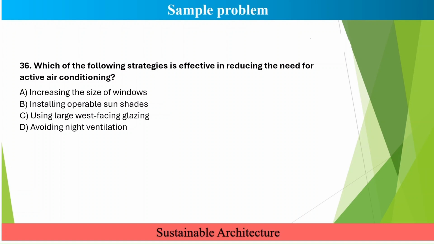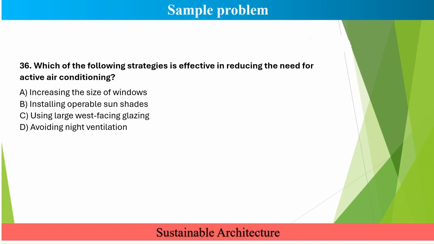You can also say that this will be the most suitable strategy for reducing the need for active air conditioning. If it is operable sunshades, then this can help you reduce the need for active air conditioning by minimizing the direct sunlight or heat gain, improving the thermal comfort and reducing the cooling load of your building envelope. So based on your requirement, whether you want to get more solar radiation or to eliminate the solar radiation, so that the active air conditioning requirement can be fulfilled.